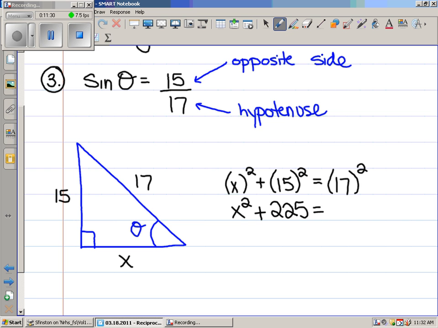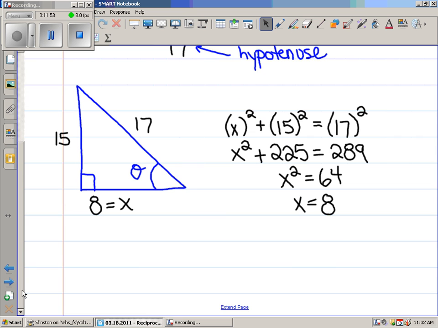17 squared, I think it's like 169. No, 289. 289, subtract 225. How much is x squared? And then x has to be 8. Nice. So now we got our last side. Let's find out. Now let's label it up.